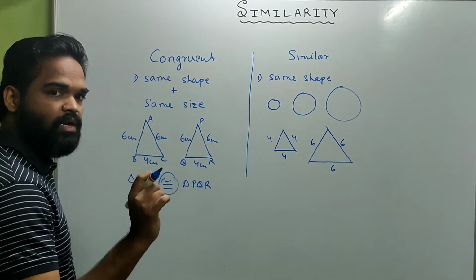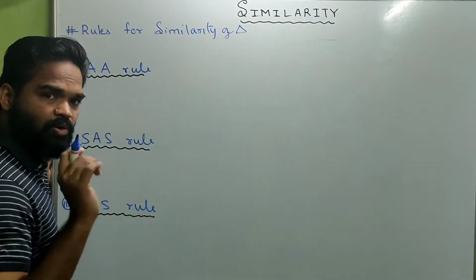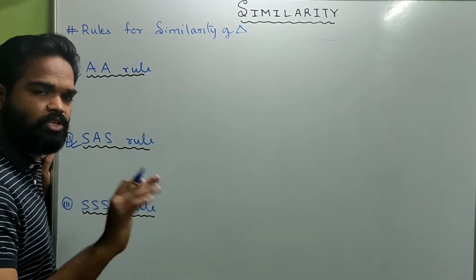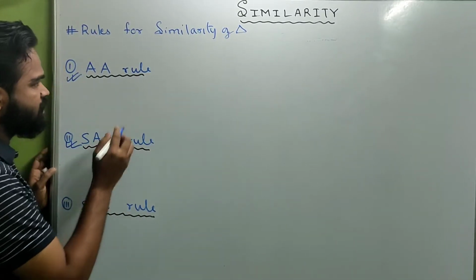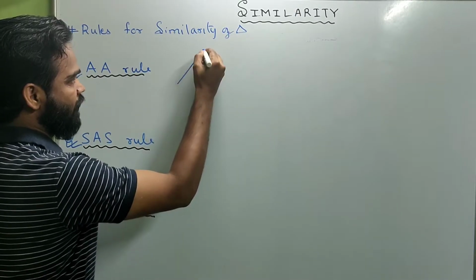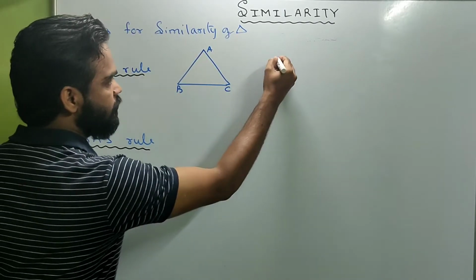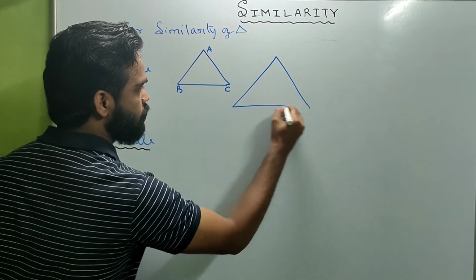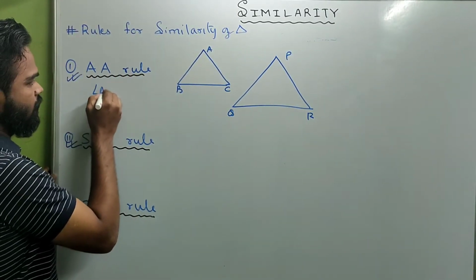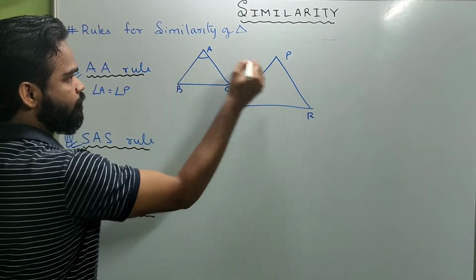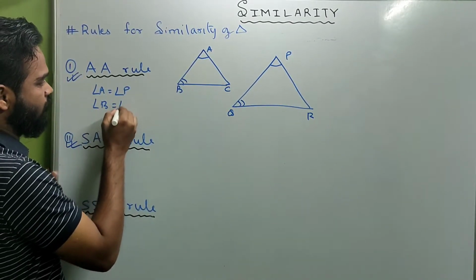Now let us see when two triangles qualify to be called similar triangles. Let us see what the rules are to determine whether two given triangles are similar or not. The first one is the angle-angle rule. It says that suppose we have two triangles, ABC and PQR, and angle A equals angle P, angle B is equal to angle Q.